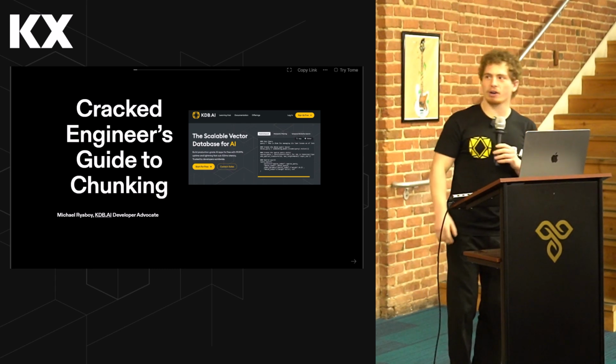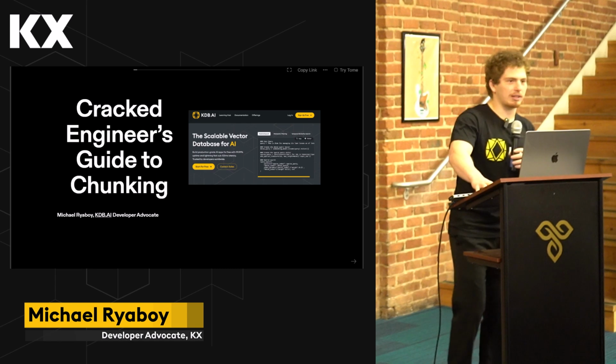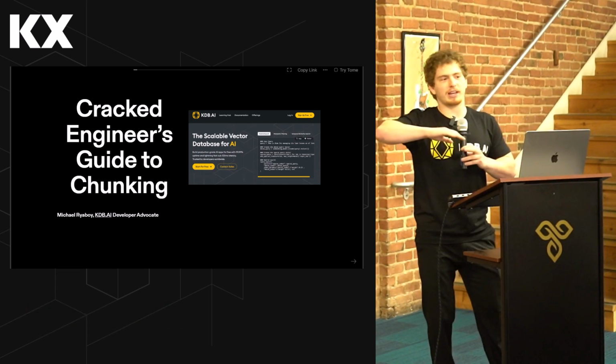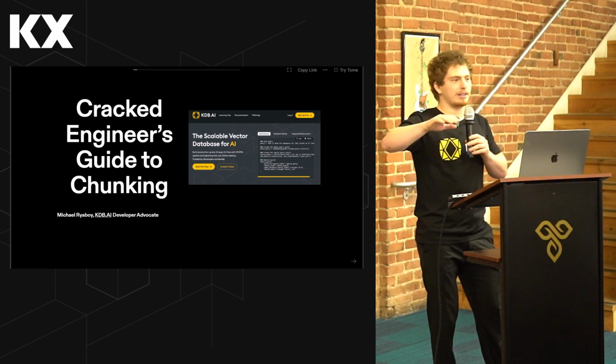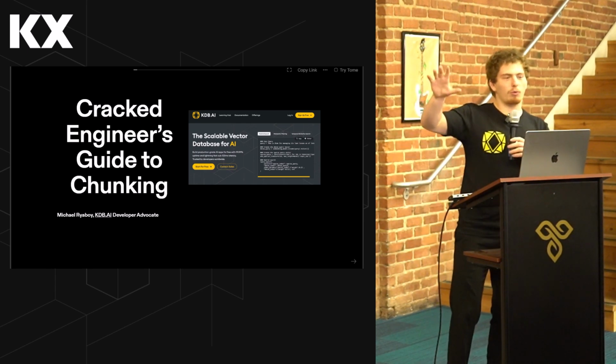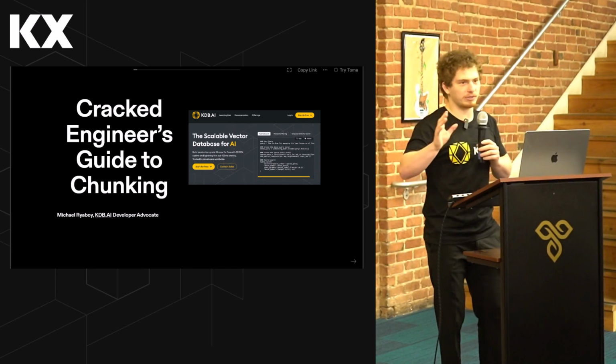So this is my cracked engineer's guide to chunking. Now, I've been working with LLMs since GPT-3 came out. I've been on this journey with AI since the very start. I've made every single mistake, and this is my guide. This is basically what you have to see, and then you can worry about chunking a little less for the rest of your life.